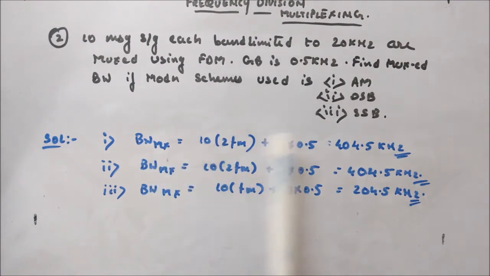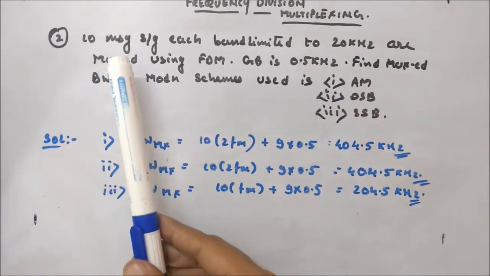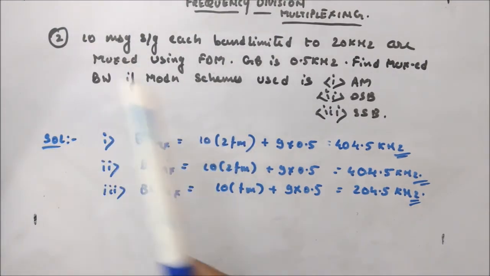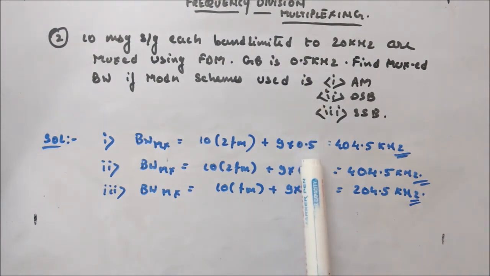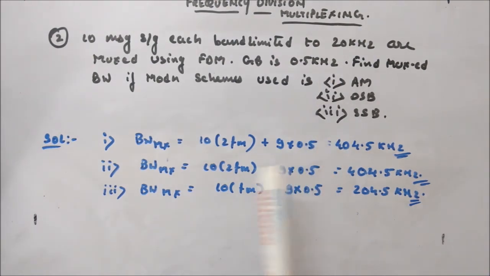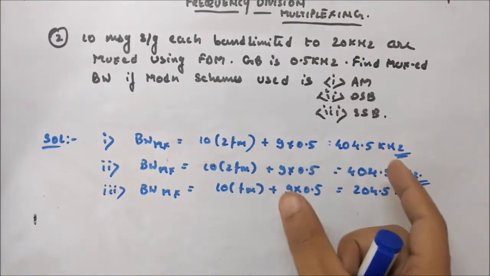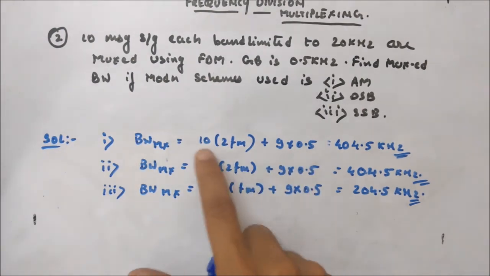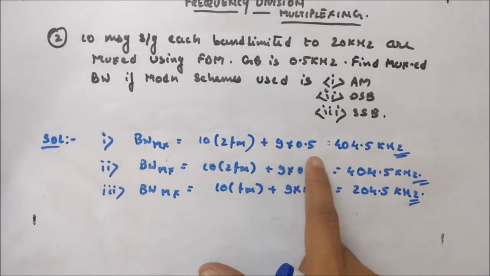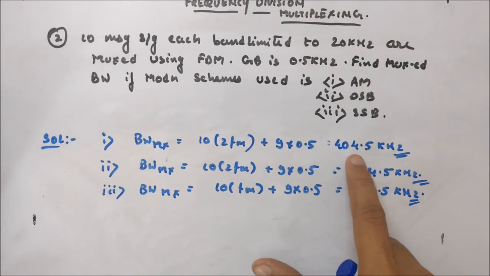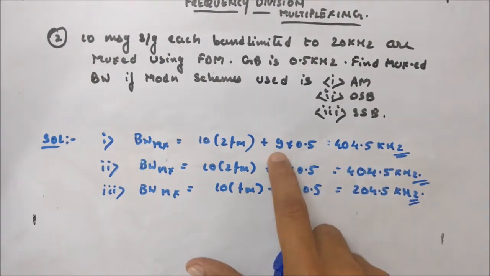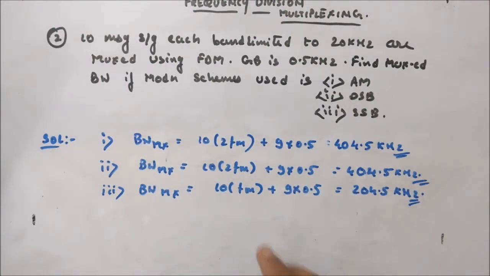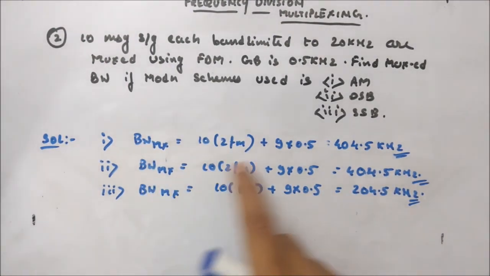So you can say in the case of AM, each signal will require 2 FM bandwidth. So 2 FM into 10 message signals plus the guard bands. Now each guard band is 0.5 kHz and 10 message signals will give 9 gaps. So that is why 10 into 2 into 20 kHz plus 9 into 0.5, that comes out to be 404.5 kHz. This will not be 10, because 10 signals will give only 9 gaps between them. So I hope it is clear.